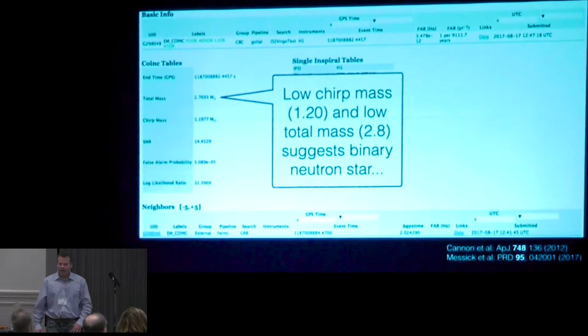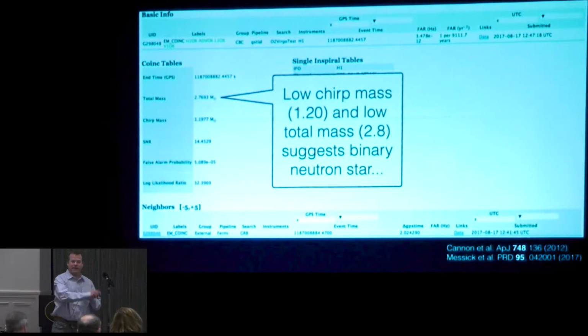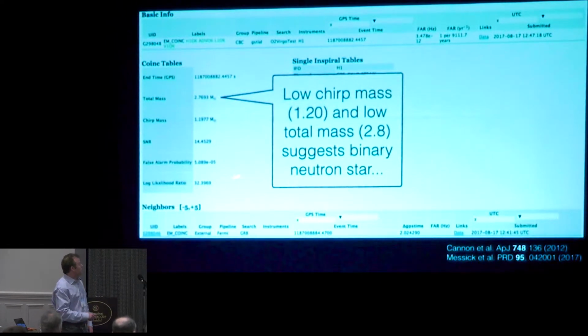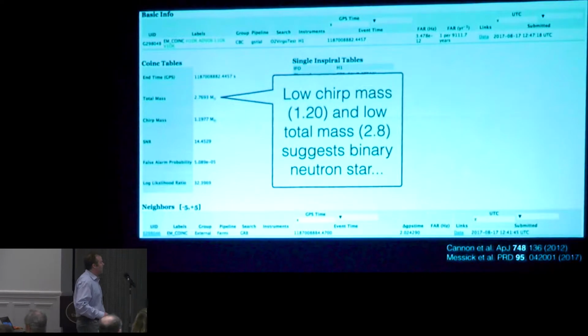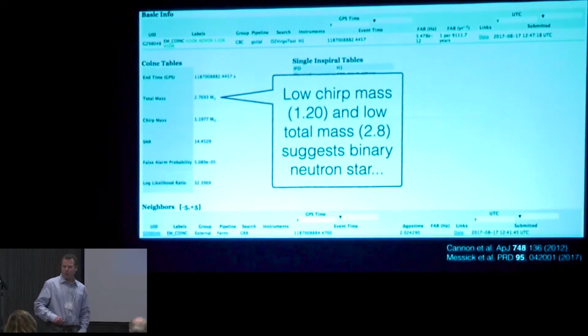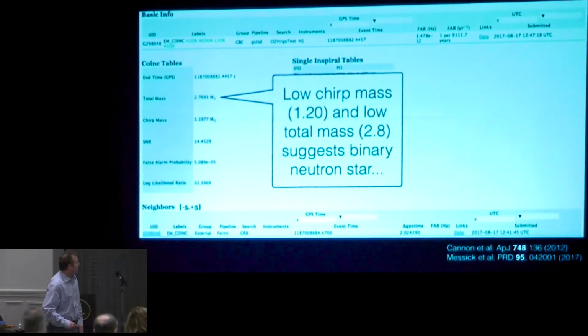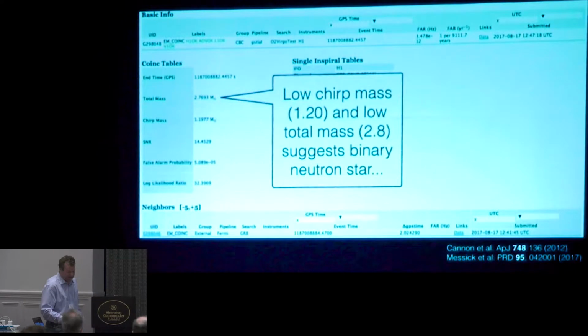So the low chirp mass, which is the combination of the masses that enters in the leading order phasing of the binary, was 1.2. Low total mass, so M1 plus M2, the sum of the component masses, 2.8. If you divide 2.8 by 2, you get 1.4, 1.4, which is pretty much what you would expect for two binary neutron stars. So this very quickly suggested a binary neutron star analysis.